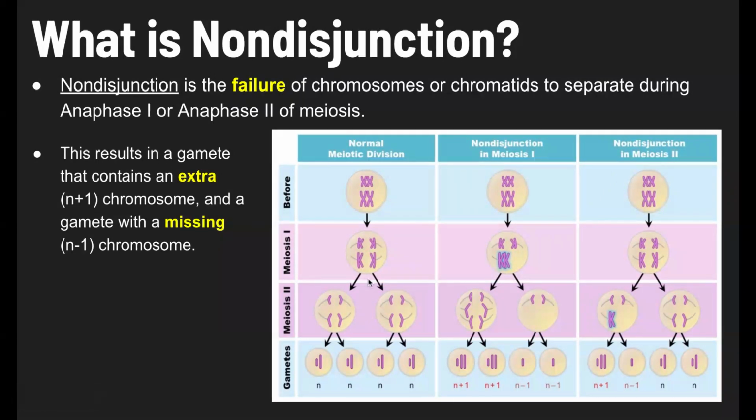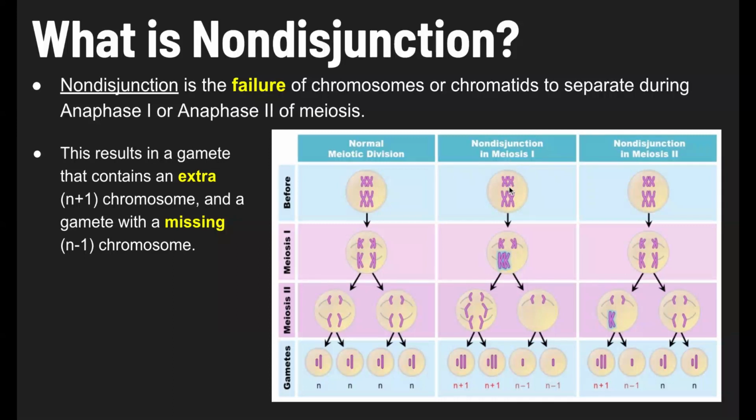So just to show you what's happening, in this column, we have a normal division. So you have 2 homologous pairs of chromosomes here. You have a pair at the top, a pair at the bottom here. They line up in the middle, they separate, line up in the middle, separate. So notice all 4 gametes end up with 2 chromosomes inside each of them.